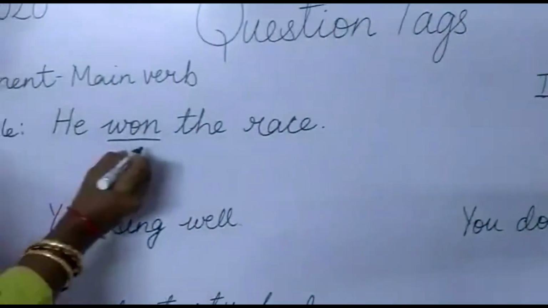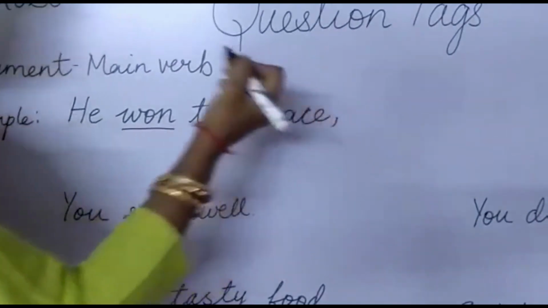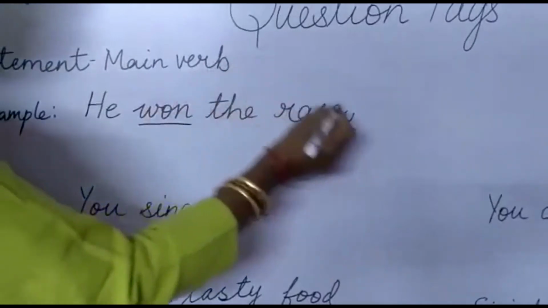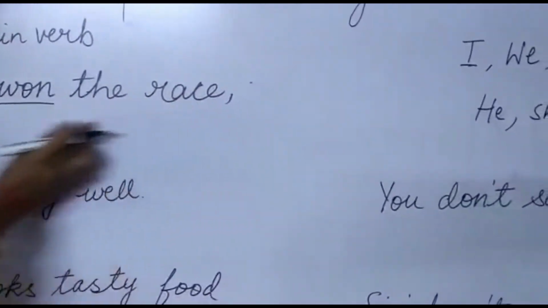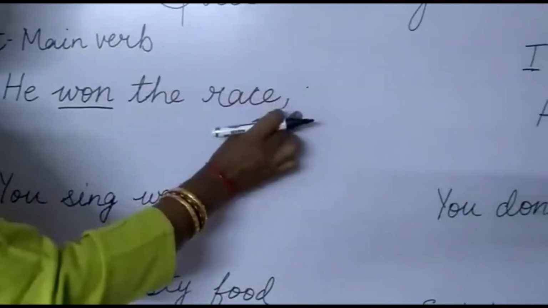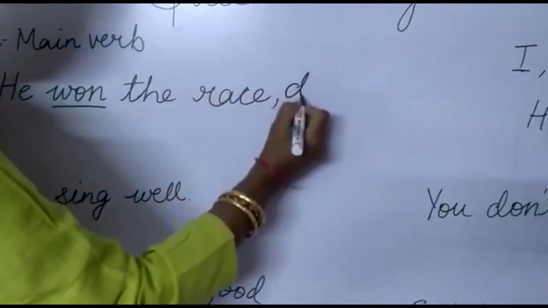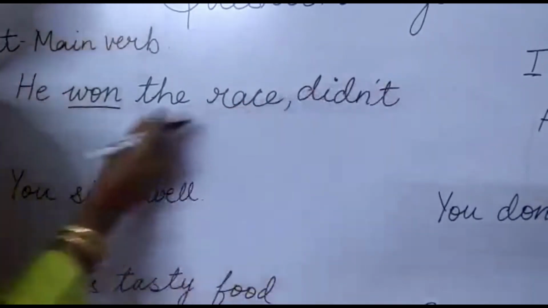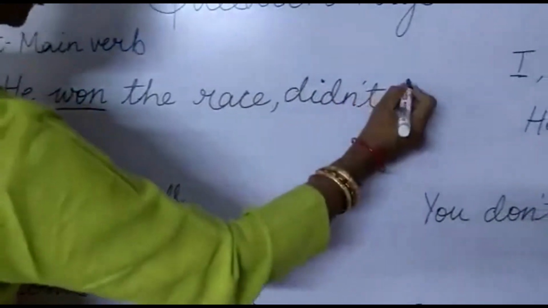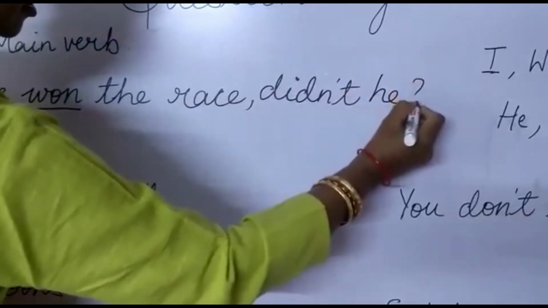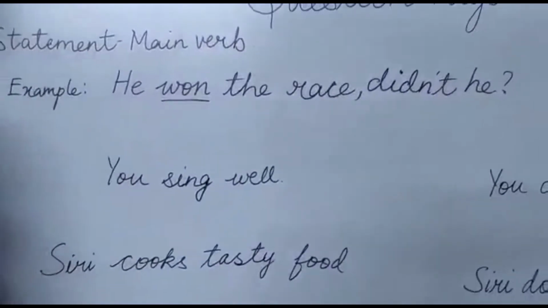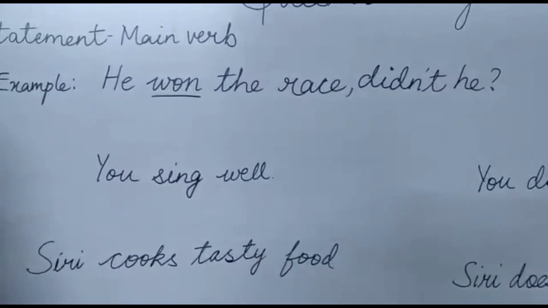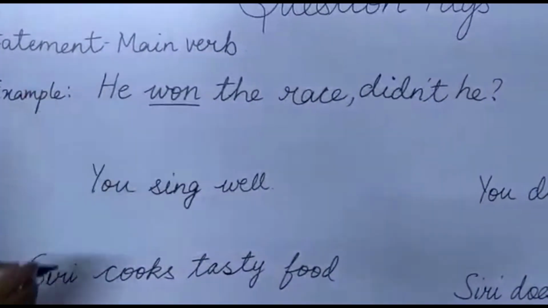So, he won the race. We need to place the comma. Then, as it is a positive statement, we need to write the negative question tag. So, didn't. And as usual, we write the subject pronoun: didn't he. Yes, you understood? Let us check the next example.